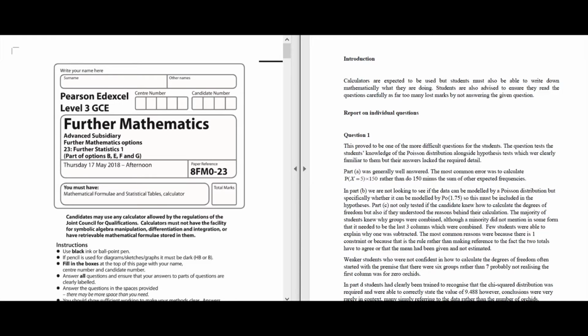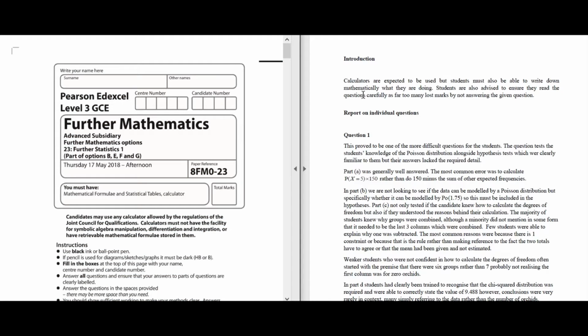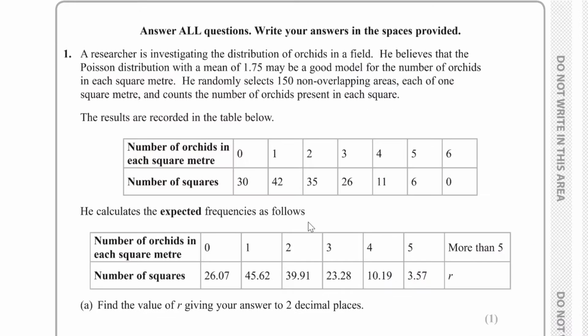So in terms of the examiner report, there's a couple of things which we can say. First of all, calculators are expected to be used, but students must be able to write down mathematically what they are doing. Students are also advised to ensure they read the questions carefully, as far too many marks are lost by not answering the given question. That's actually quite important. Calculators are permitted and you can pick up marks quite easily on your calculator.